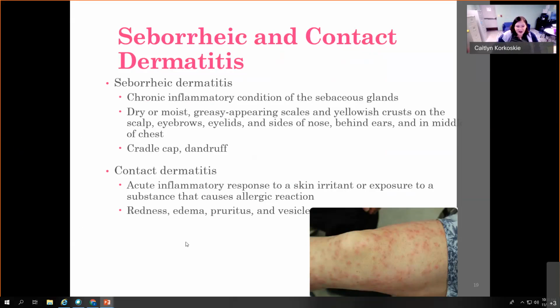But contact dermatitis would be something that is a response to a skin irritant. That's what I was saying: someone who may be coming in for a rash on their hands, it could be contact dermatitis because they touched a certain chemical or something that causes an irritant. It's just an acute response to something. So it's not a long-term thing, but it'll appear red. Sometimes they'll have some edema, meaning swelling, and then some of these vesicles that you can see here. So this is what dermatitis looks like.